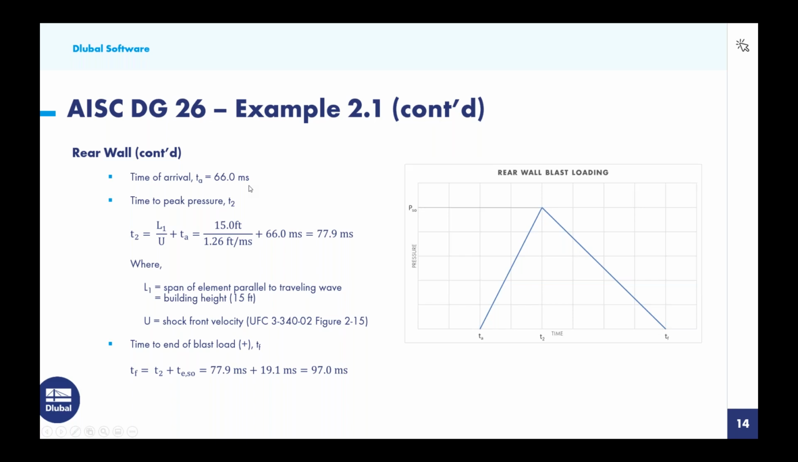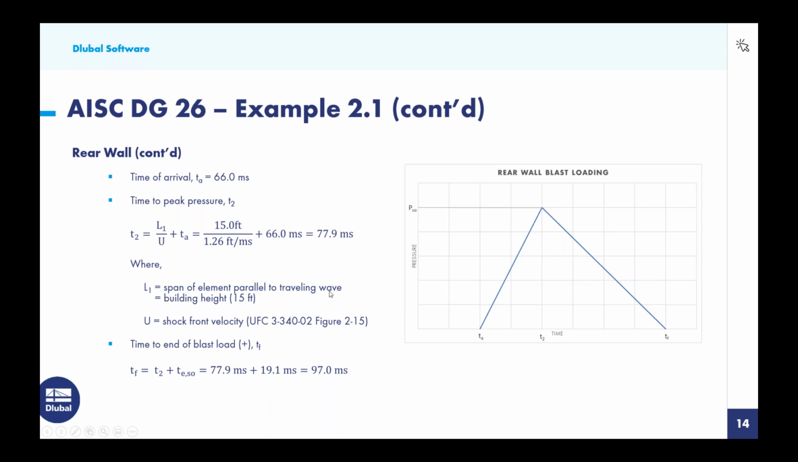We calculated that from figure 2-15. What we now need to calculate is the time to the peak pressure, T2. That's really easy to calculate because we'll take into consideration T sub A, which is the time of arrival, and add on L1 over U, where L1 is the span of the element parallel to the traveling wave.